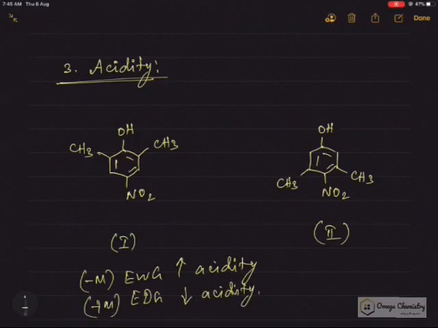Now after the loss of this proton, this oxygen is going to gain a negative charge, which means that it can be resonated. So let us see the stabilization of this phenolate ion. This will come here, and of course this bond will come here. So the negative charge will arrive at the para position to that oxygen, and it will be further stabilized by the nitro group present here. So compound 1 will have more resonance structures, fine.